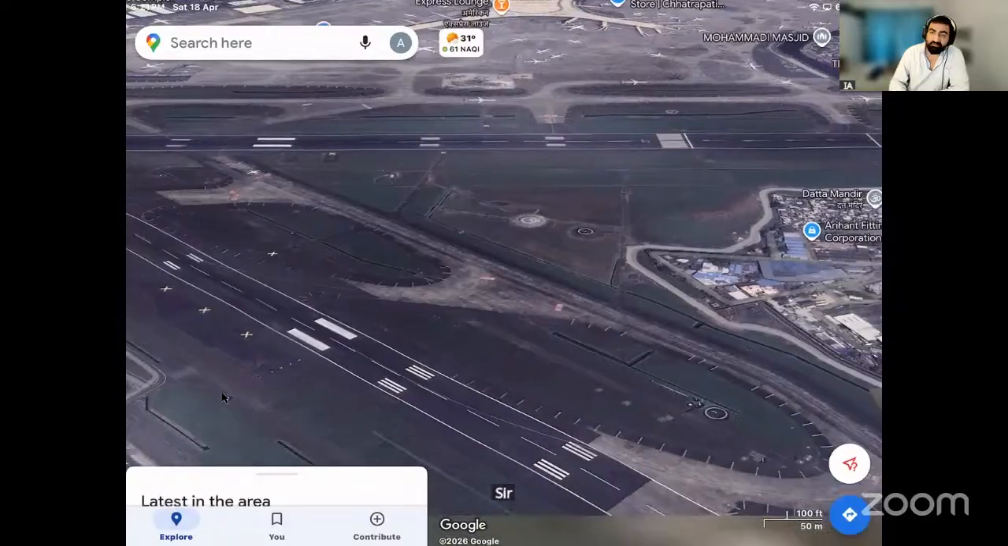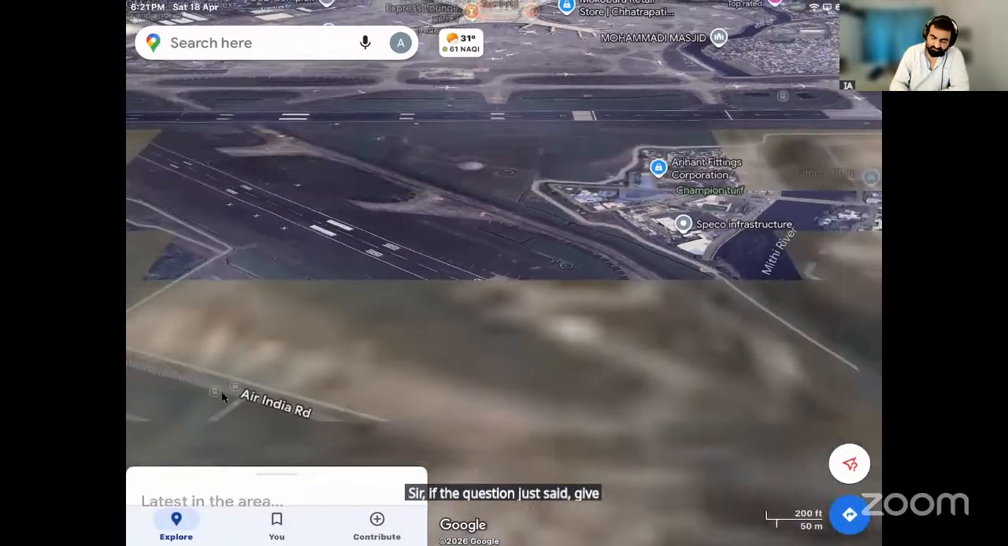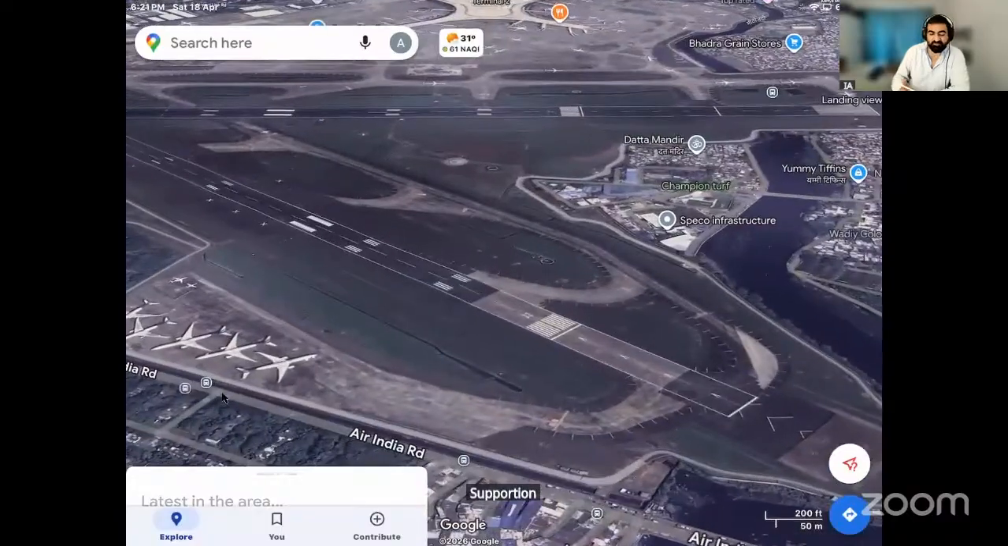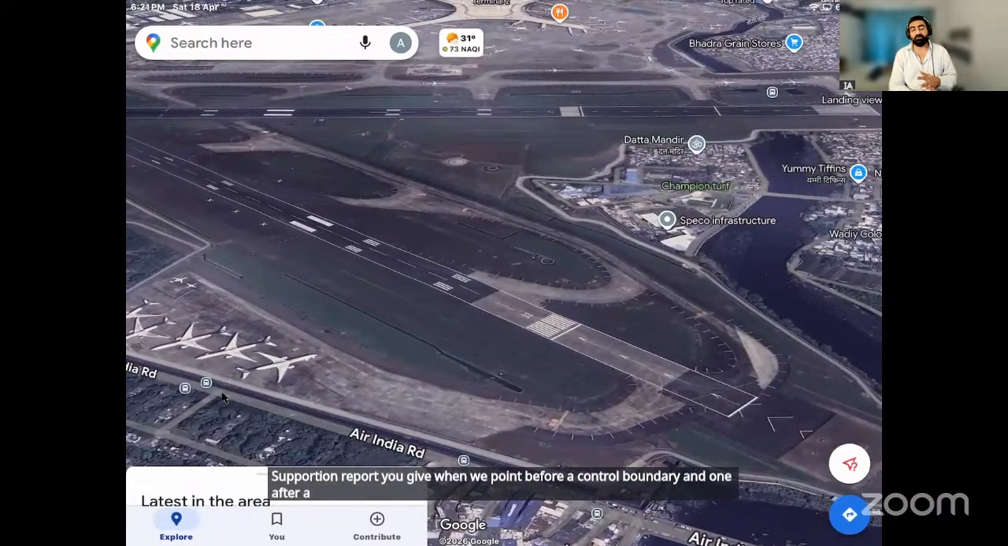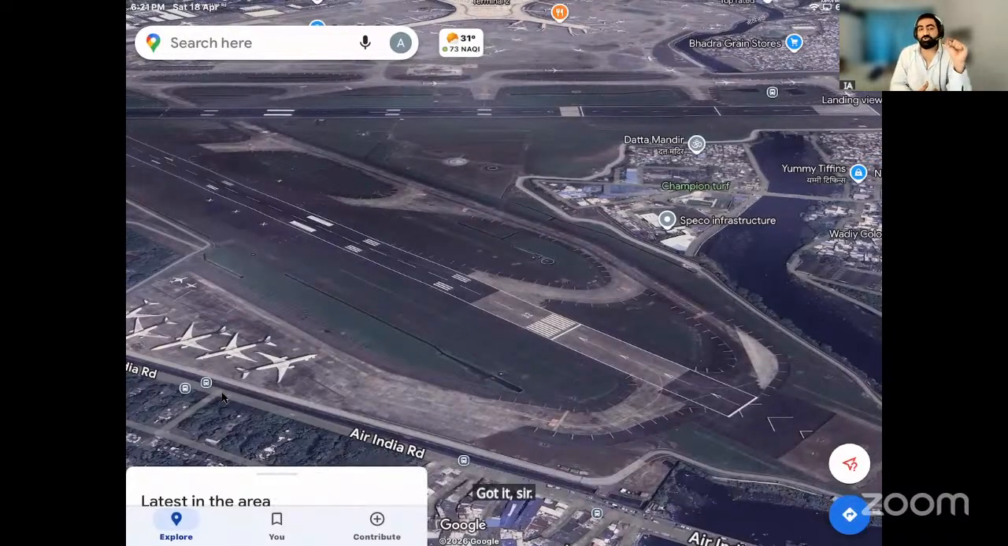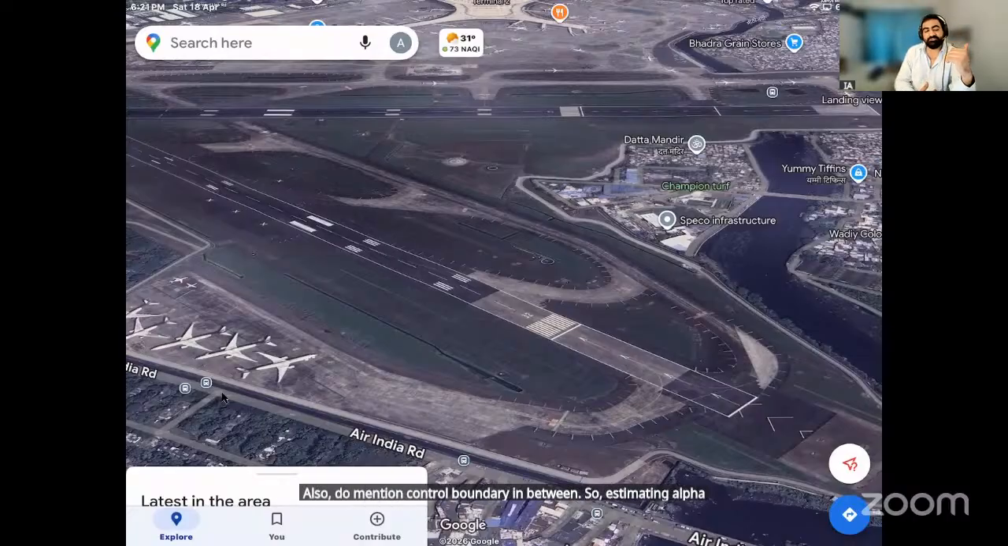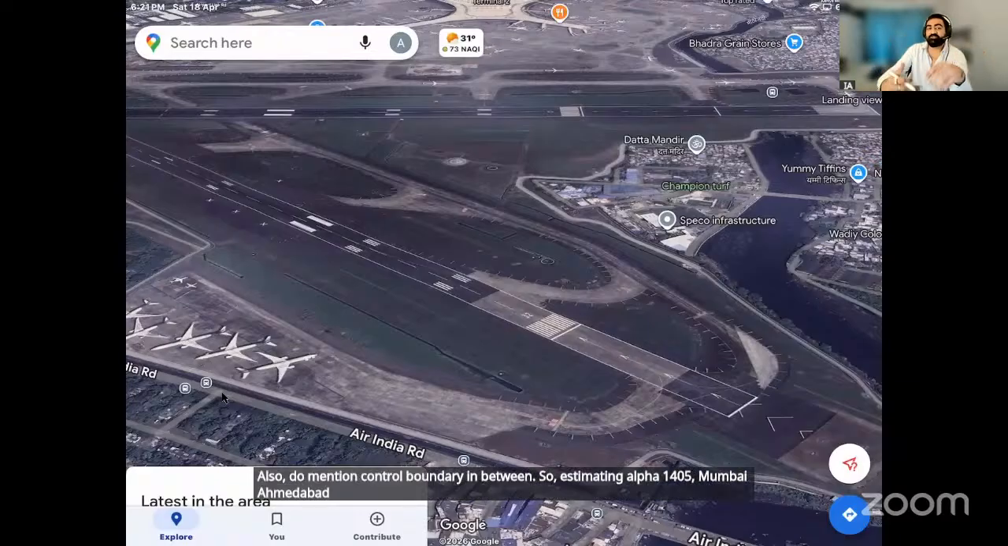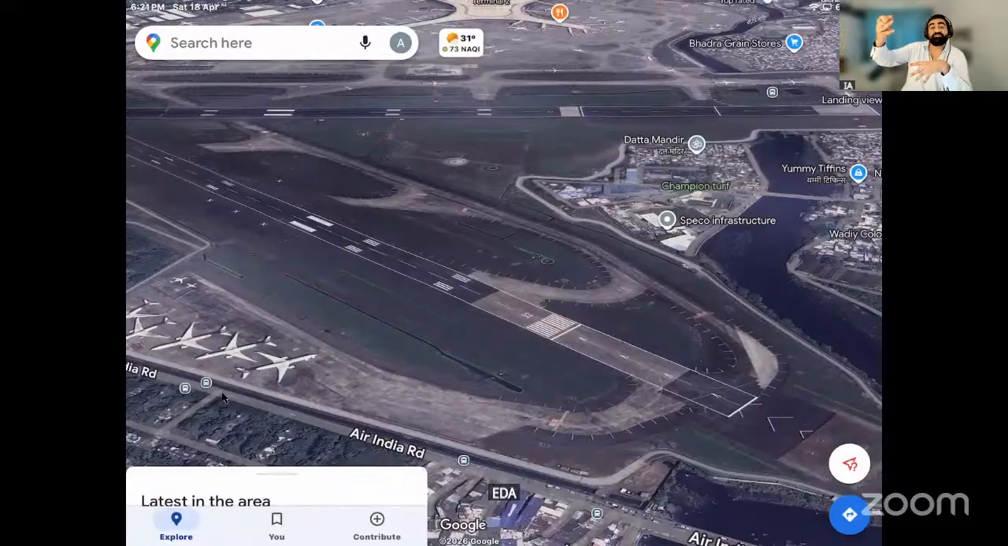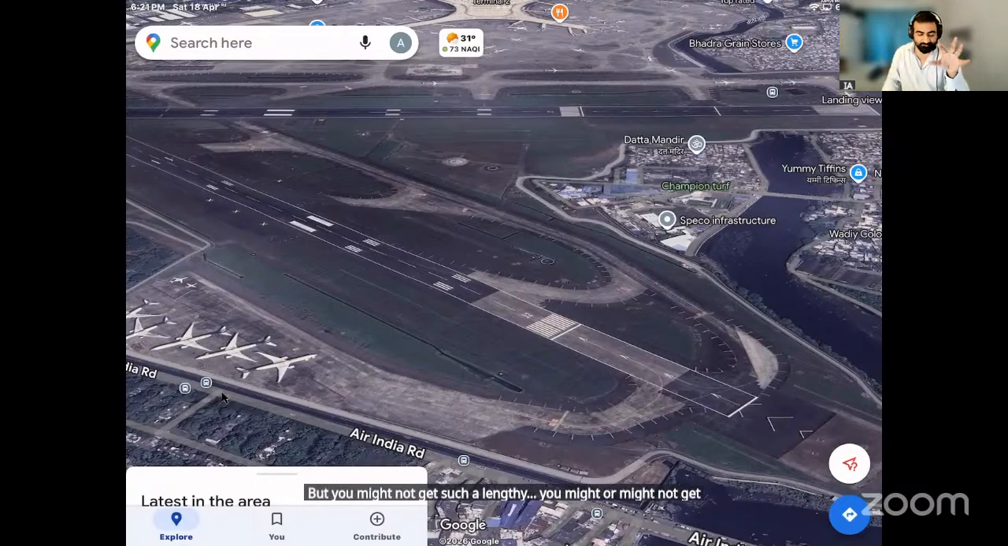Sir, if the question just said give a position report. So for a position report, you give one waypoint before a control boundary and one after a control boundary, following the same rule for each control boundary. Got it, sir. Also, do mention the control boundary in between. So, estimating Alpha 1405, Mumbai Ahmedabad control boundary 1035, Delta 1045, Ahmedabad Delhi control boundary 1055, ETA Delhi. This is how the rule is, but you might or might not get such a lengthy one. But yeah, remember this.